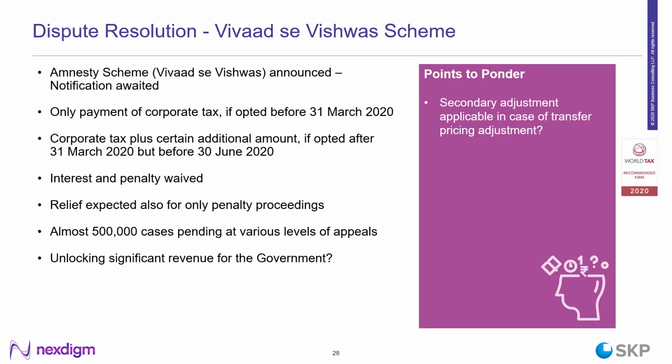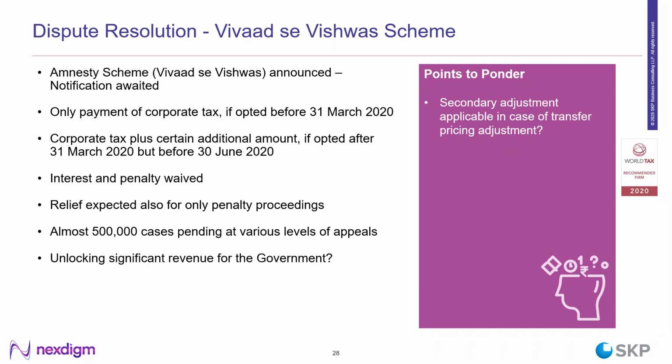One big announcement was a dispute resolution scheme, whereby the government has offered an amnesty scheme to close the outstanding tax cases which take a pretty long time to settle in India. There are almost around 0.5 million cases pending at various levels of appeals in India. So the government has come out with a scheme whereby the taxpayer can agree to pay only the taxes, and all the penalties and the interest is waived off, and only on payment of taxes the matter will be closed.